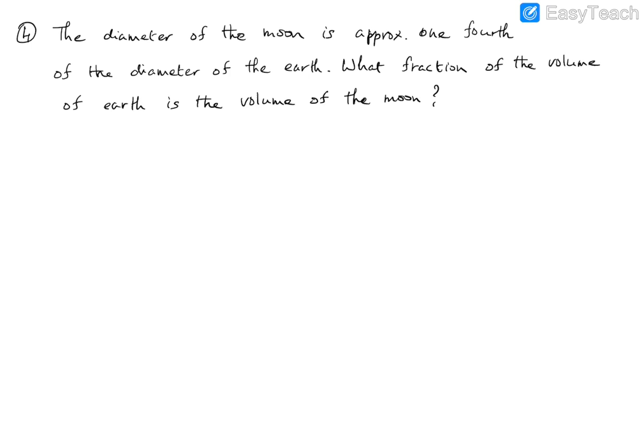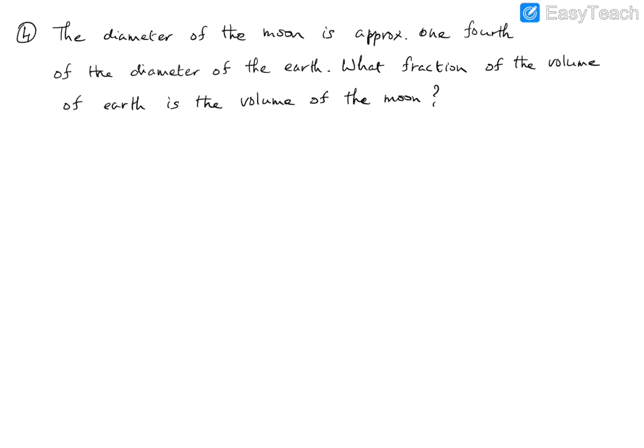Here we are given that the diameter of the moon is approximately 1/4 of the diameter of the earth, and we're asked to find what fraction of the volume of the earth is the volume of the moon. In other words, we have to calculate the relationship between the volume of the moon and the volume of the earth. We will use the formula for the volume of a sphere, because both the earth and the moon are spherical in shape.